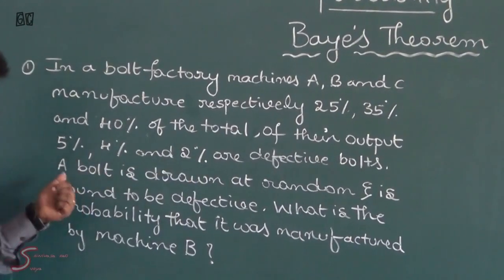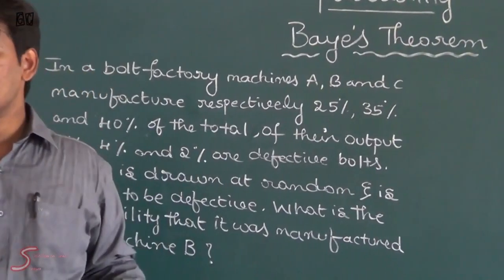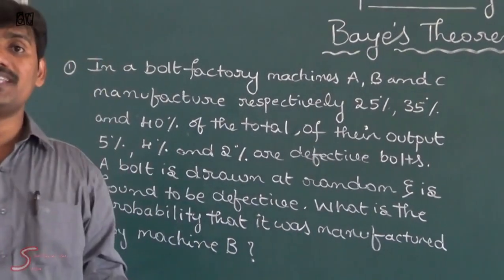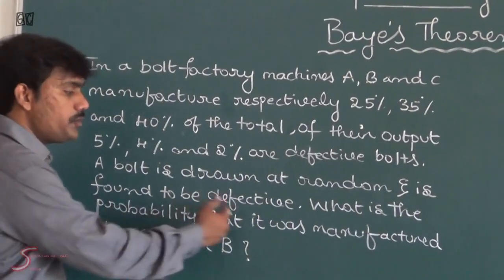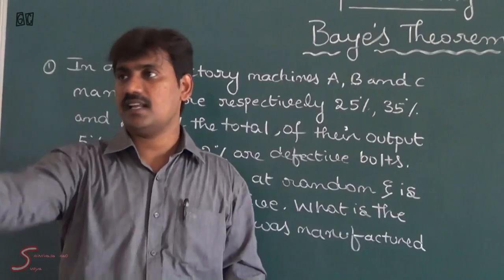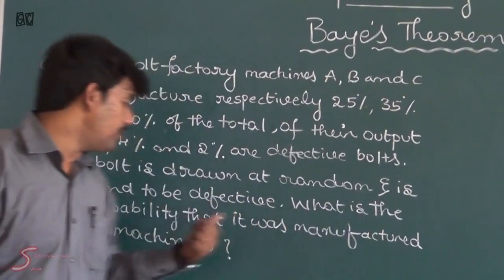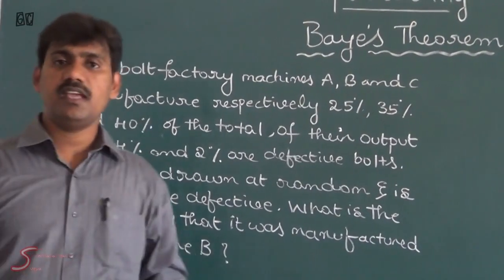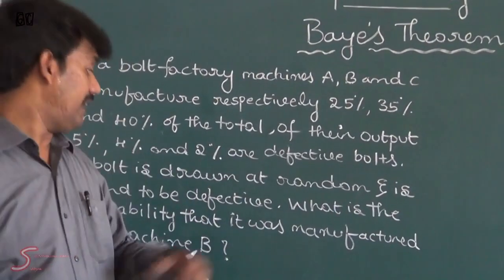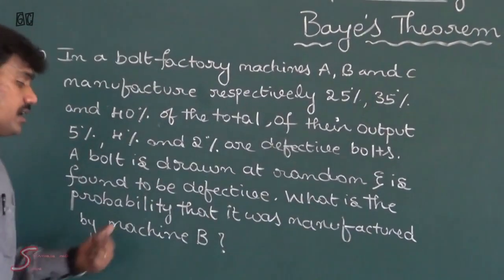Clear? Now we will move on to: a board is drawn at random. There are plenty of boards, and we are selecting one board at random out of the total boards, and it is found to be defective. Then what is the probability that the defective board came from machine A, machine B or machine C? What is the probability that it was manufactured by machine B?